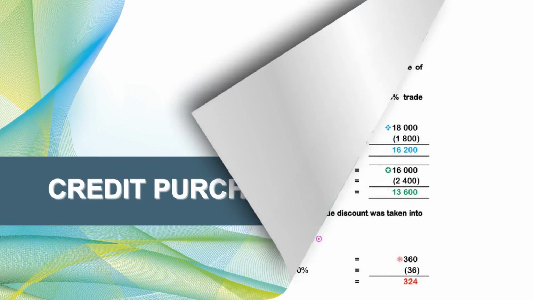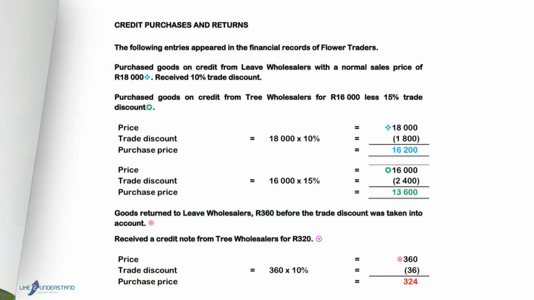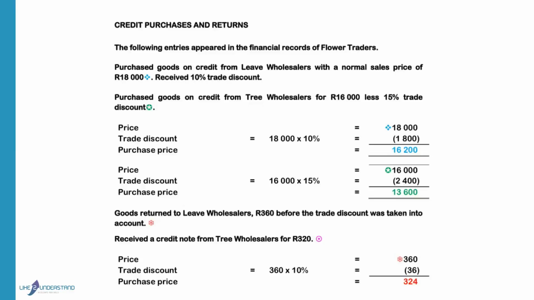Good morning. We will pay attention to credit purchases and returns today. The following entries appeared in the financial records of flour traders. Purchase goods on credit from Leaf wholesalers with a normal sales price of $18,000. Receive 10% trade discount.